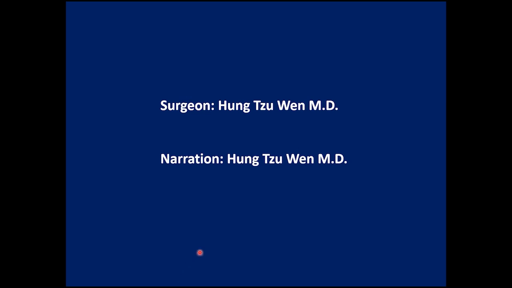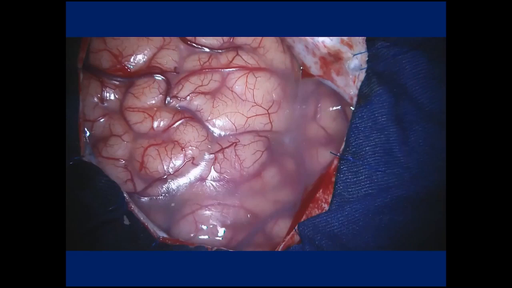So this girl underwent a right pterional approach for this cortical dysplasia. So here is the exposure after the dural opening. This is the sylvian fissure. This is the right temporal lobe. This is the right frontal lobe. This is the cortical dysplasia. And here will be the anterior limit, superior limit, and the posterior limit of the cortical dysplasia.